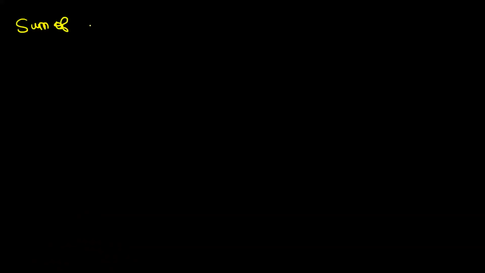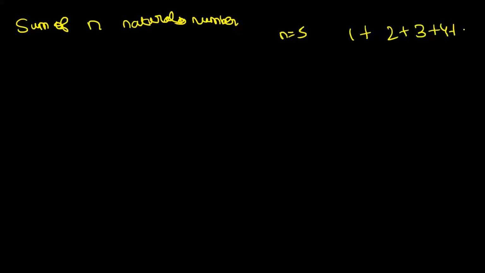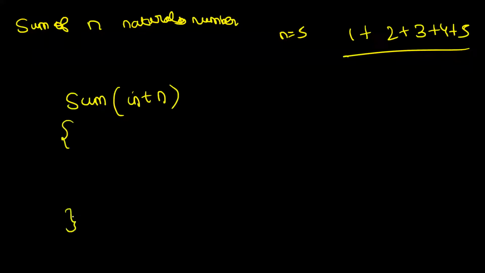So what is the question? You have been given an integer n and I want to find the sum of the first n natural numbers. Let's say if the value of n is 5, I have to give the output as 1 plus 2 plus 3 plus 4 plus 5, the summation of the first 5 natural numbers. Okay, cool. Can anybody help me with this code? So I want to write a function sum that takes an integer n and it will give me the sum of the first n natural numbers. Can you help me?